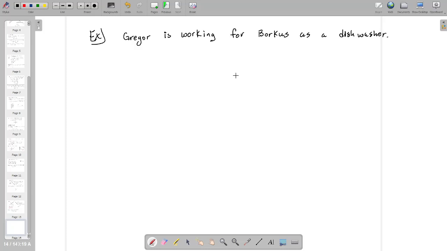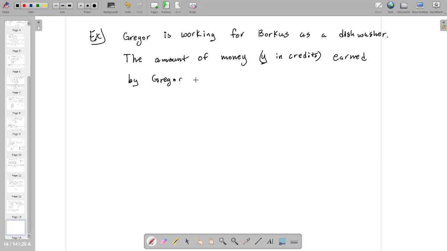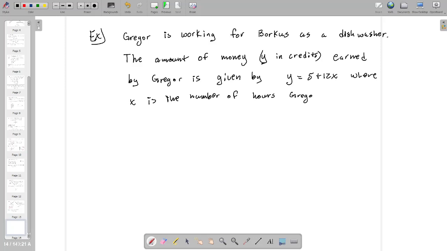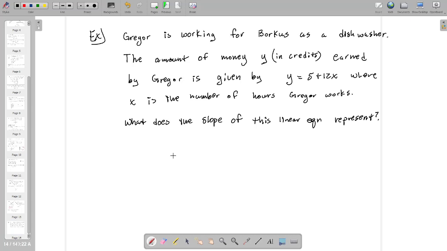Gregor is working for Borkus as a dishwasher. The amount of money, y, in credits earned by Gregor is given by y equals 5 plus 12x, where x is the number of hours Gregor works. What does the slope of this linear equation represent? So we have the equation y equals 5 plus 12x, and y is in credits. It's measured in credits. That means that this side also has to be measured in credits. So 5 plus 12x is measured in credits.